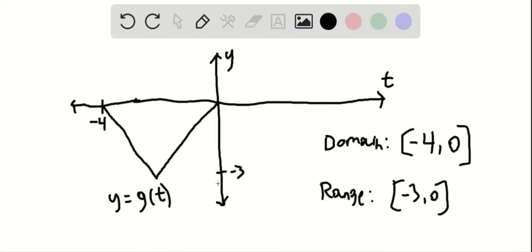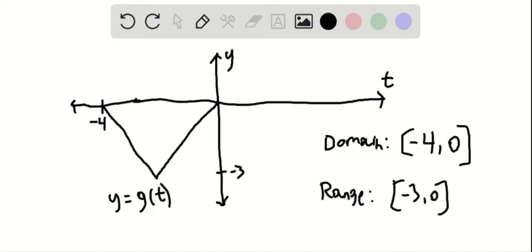Okay, so this is our function, and the domain here is -4 to 0. The domain is all the possible inputs. As you go along the t-axis, we go from -4 to 0, so you can put in any input from -4 to 0 and get an output. The range, all the possible outputs, goes from y equals -3 up to 0. Therefore, the range is -3 to 0.